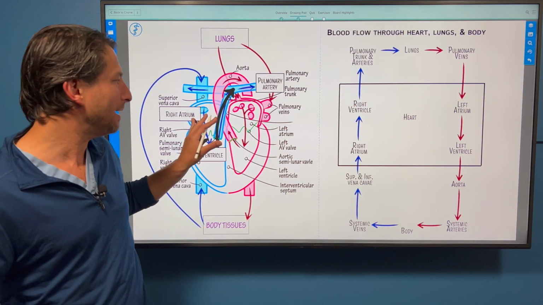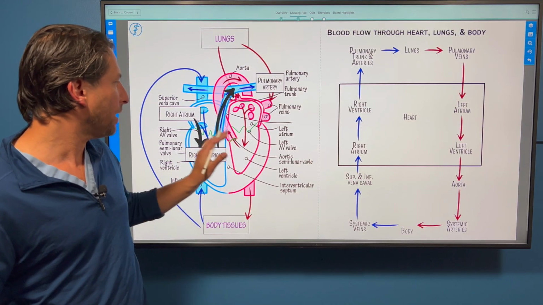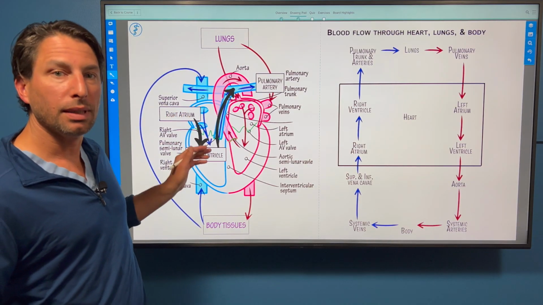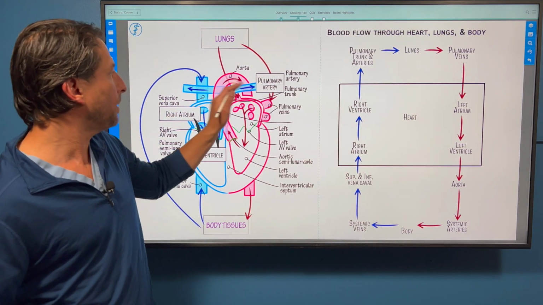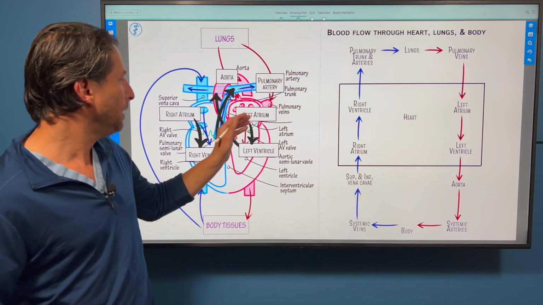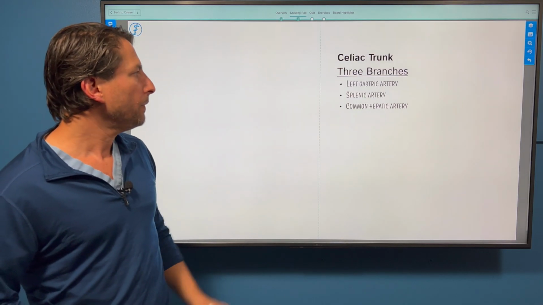Again, complicated anatomy, but you'll learn it very well with all the valves pointed out and vasculature, etc. So again, right atrium dumps blood, right ventricle, pulmonary artery, tree, back to the left ventricle and out to the body tissues. And here is the aorta being pointed out right here.